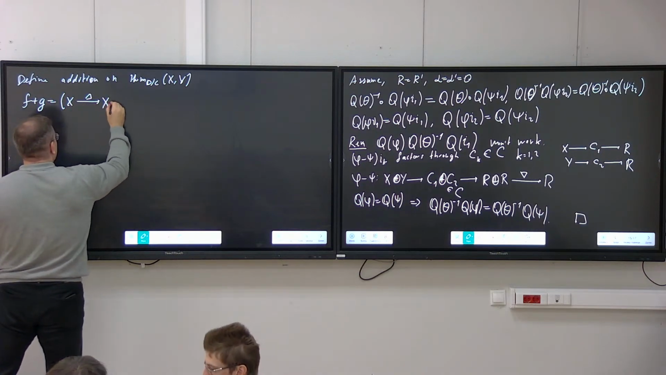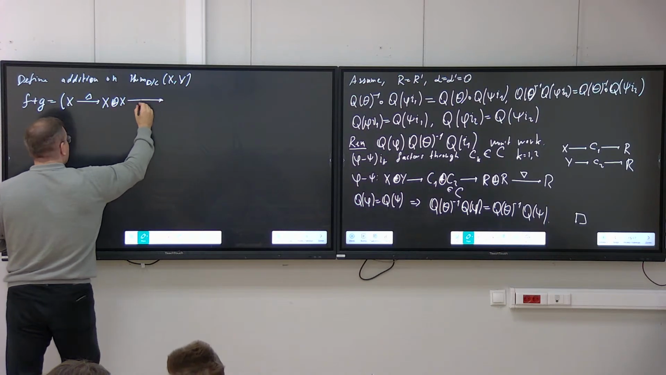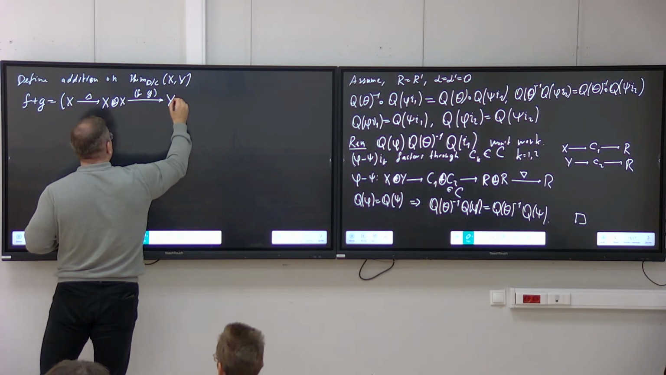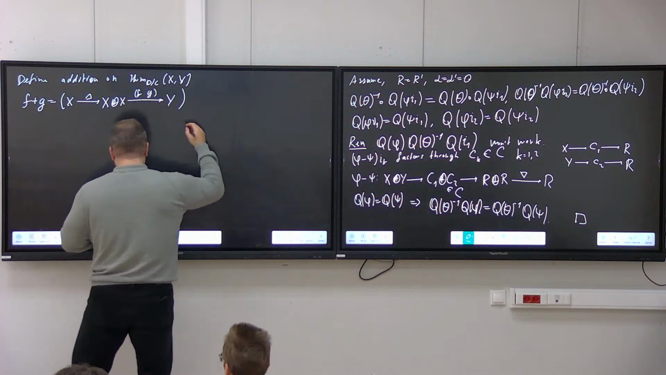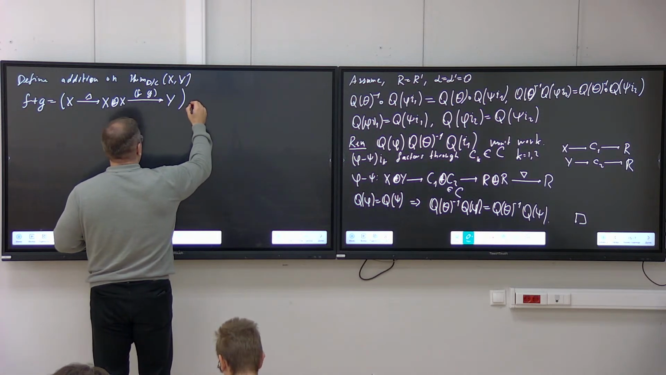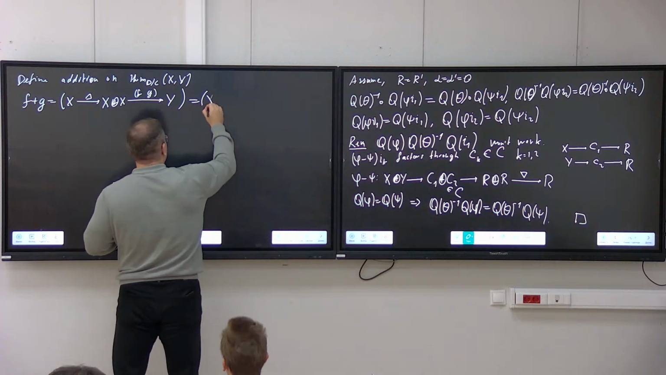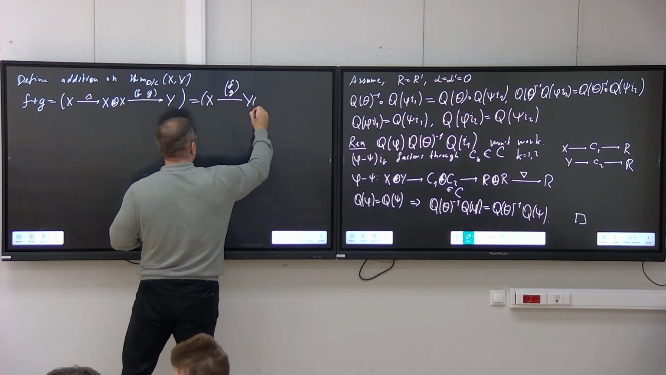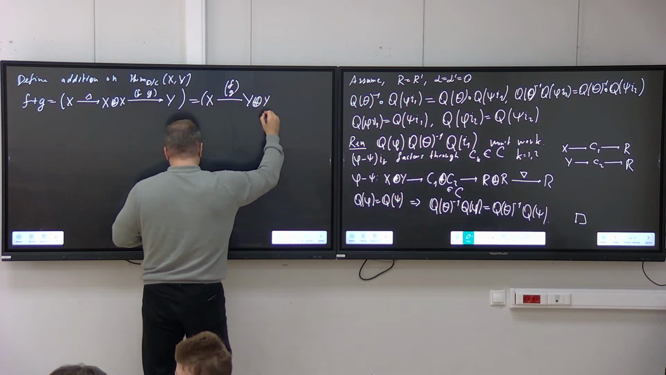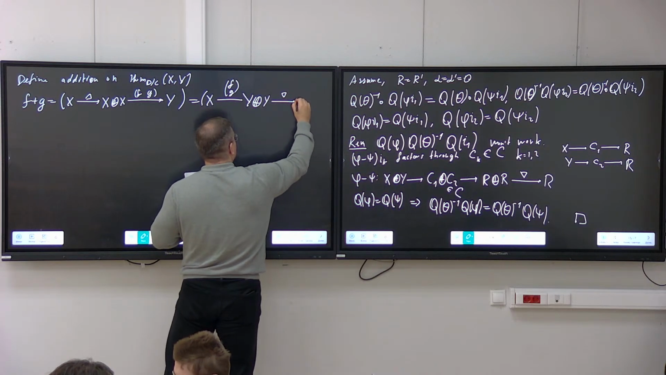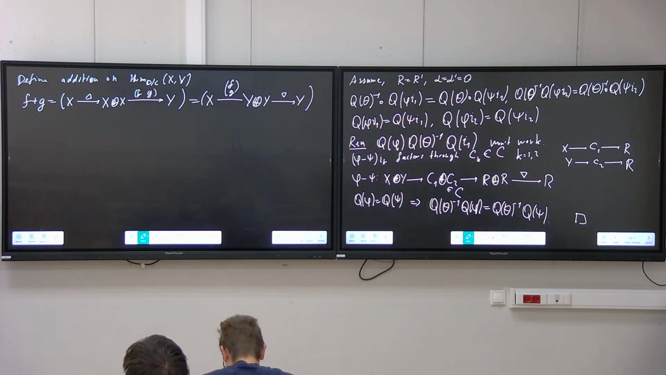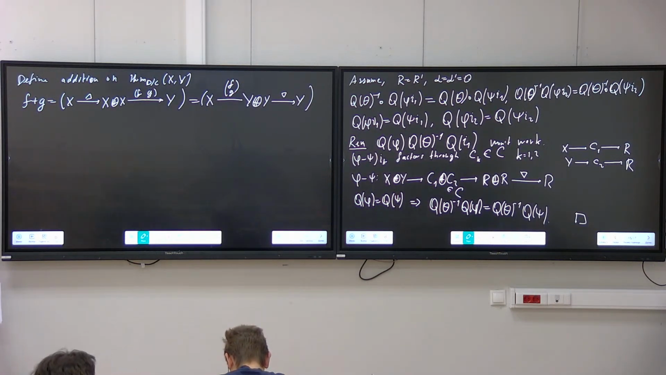So you can take the diagonal map from X to X plus X, then here you have a map (f, g) to Y, so this is from the coproduct, and the same for the product. So this is X mapped by f and g to Y plus Y, and then we have the diagonal. So these two compositions are the same, and we use this to define some addition on D plus D mod C.